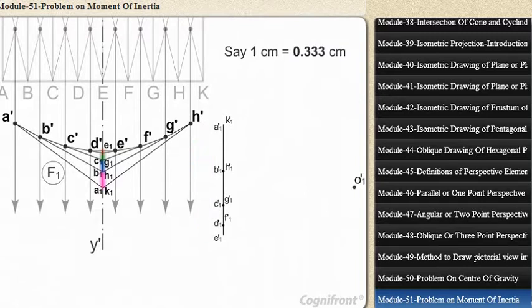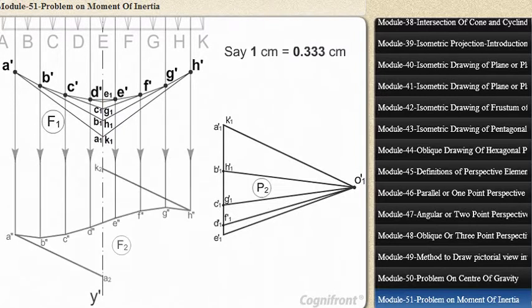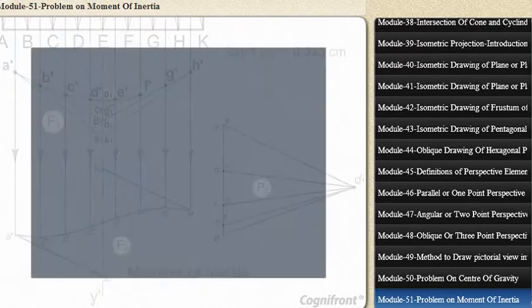Select a pole O1 at a suitable distance D2, say 6 centimeters, and complete the polar diagram P2. Draw the corresponding funicular polygon F2. The intercept A2K2 of this polygon on the axis y dash is the moment of inertia of the rectangle about the axis y dash to the moment scale, which is determined as shown.